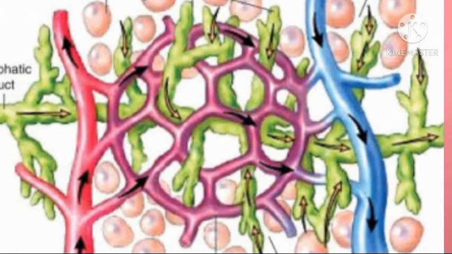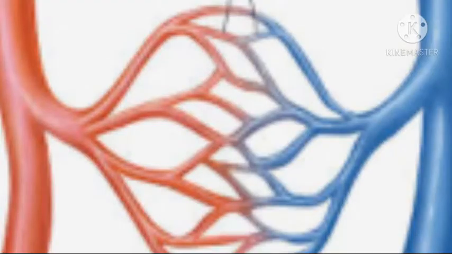As the blood flows in capillaries of the tissue, the plasma and leukocytes, means students, white blood cells, leak out through their walls and bathe the cells. This fluid is called a tissue fluid. Students, leukocytes means white blood cells.